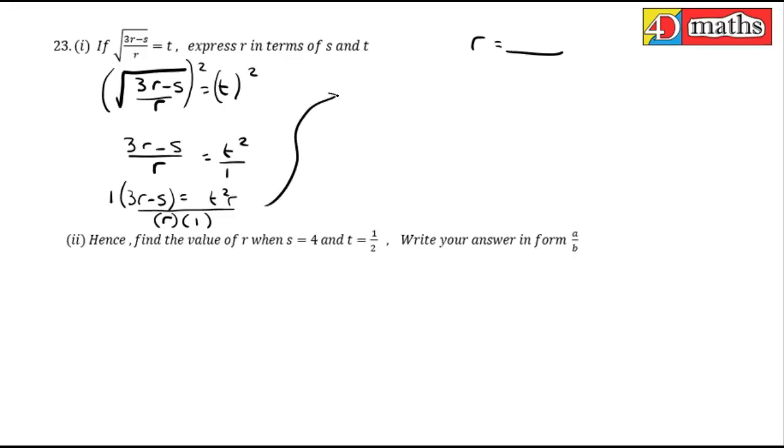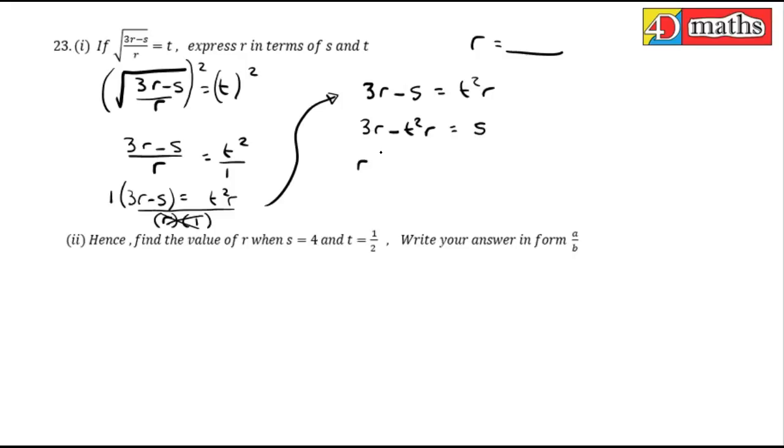So bringing that back up here, remember when we have it in equals, we can ignore the bottom now because we have it all over the same thing, and multiply out the brackets. We get 3r minus s equals t squared r. Now remember what I want at the end: I want r on its own. So I'm going to bring all the r's to one side. 3r minus t squared r equals, and I'm going to bring the minus s to the other side, equals s.